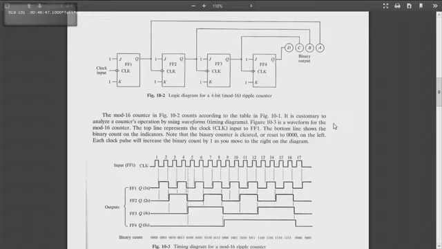Now, the other thing I wanted to mention is the word modulo. Modulo means the level till which it counts. So if you say modulo 16 counter, it means it counts till the number 15. If it's a modulo 10 counter, it counts from 0 to 9. Now, you may be wondering, why is Imran always talking about counters? Once you build a counter, you can build a timer.